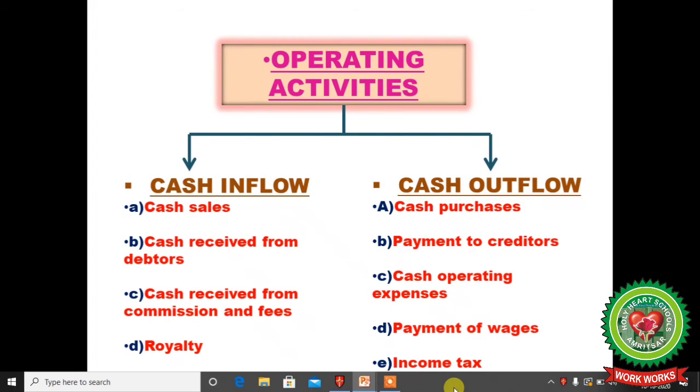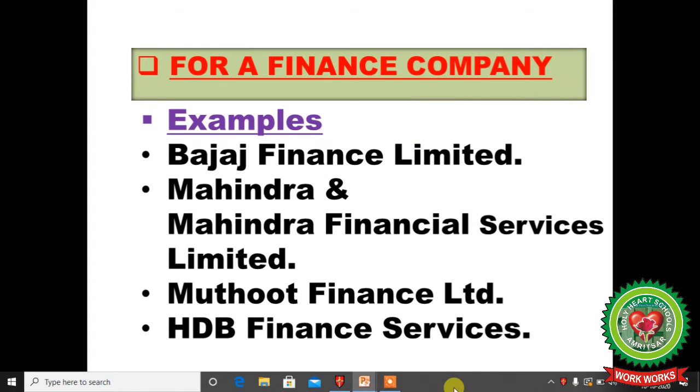So operating activities, inflows and outflows. Inflows like cash sales, cash received from the debtors, cash received from commission and fees, royalty, and outflows like cash purchases, payment to the creditors, cash operating expenses, payment of wages, income tax.